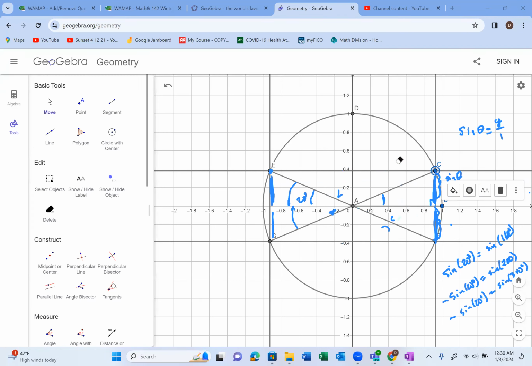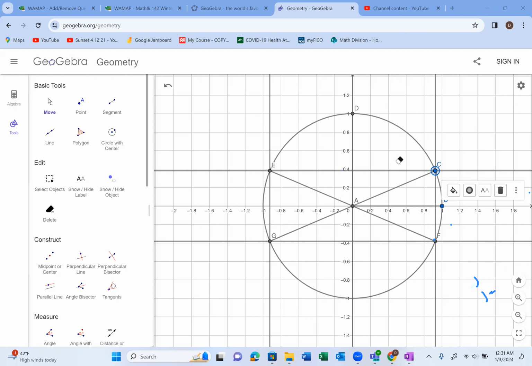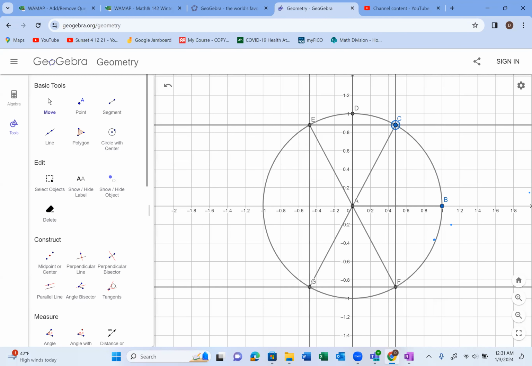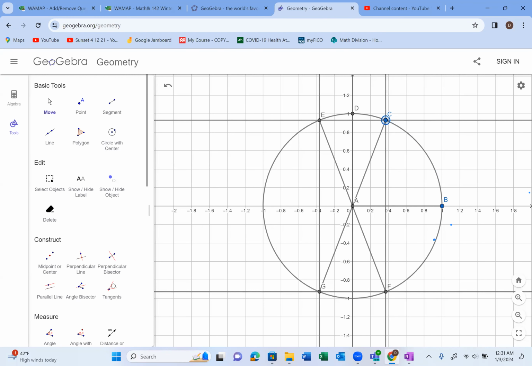Let me clean this up. I hope that's making sense. I'm going to erase everything that I've got here and change my angle a little bit. All right, give me my pointer back. Let's change this to a different angle. Maybe say 75 degrees. I'm not sure if that's exactly 75 degrees, but let's say that's a 75-degree angle.